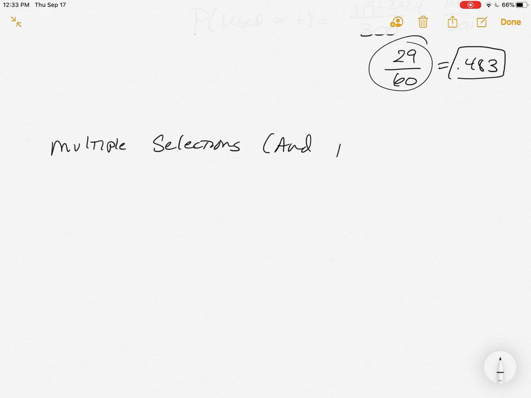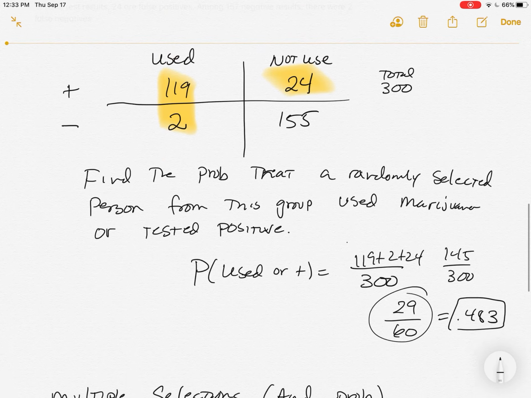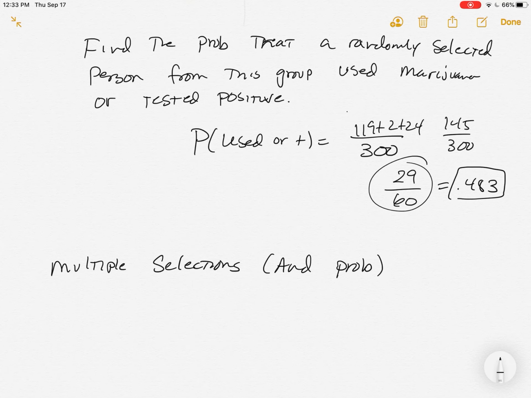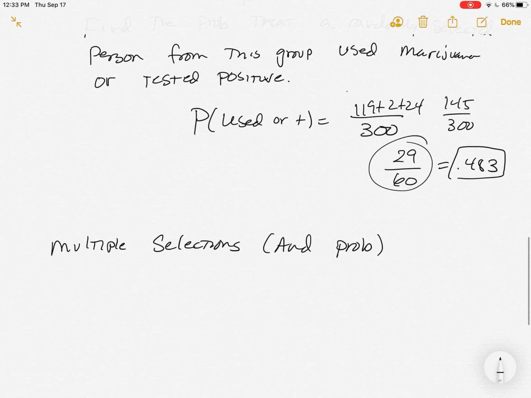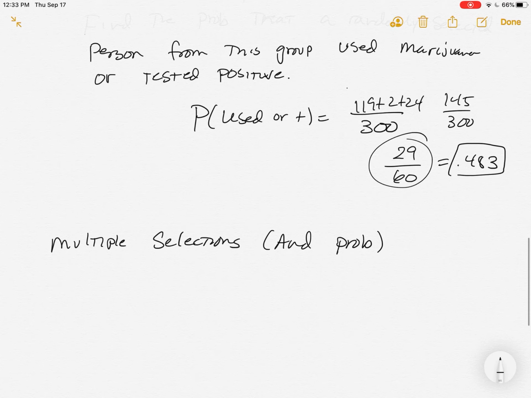Some will call it "and" probability, but that gets a little bit confusing. So what's going to happen here is, let me recreate this chart that's here, or maybe even move to a different one that they use.